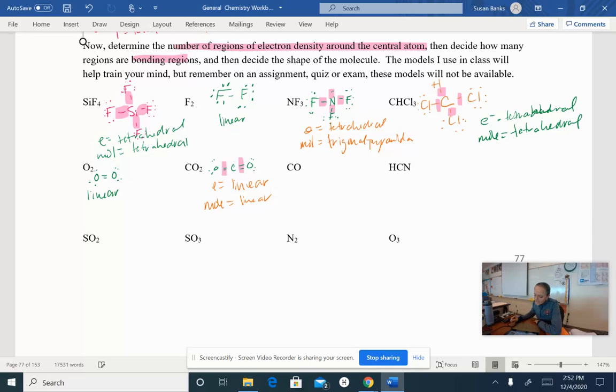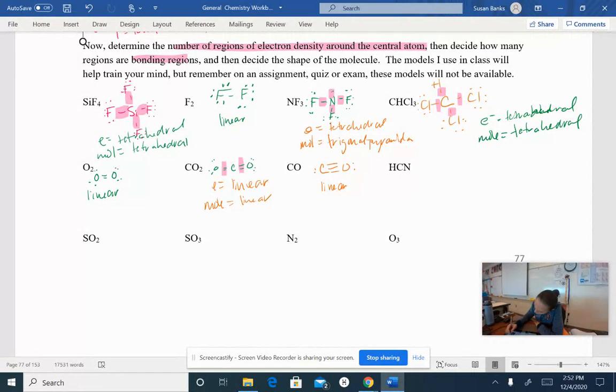Okay, carbon monoxide. How'd you do here? Did you put a triple bond in here? Now, I only have 2 atoms, so the only thing I can do here is make it a line. And I have no bond angle because I don't have 3 points. I only have 2 points.